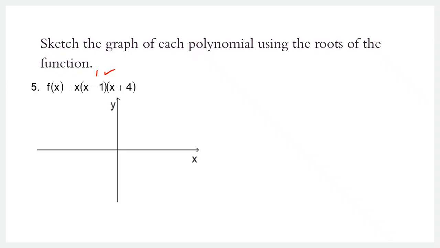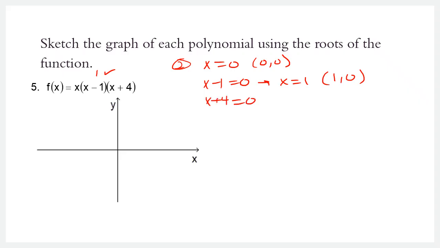Step 2 is we're going to take each factor and set it equal to 0. So we have x equals 0, which means that we have an x-intercept at 0, 0. We have x minus 1 equals 0, which means that we have x equals 1, and we have an x-intercept at 1, 0. We have x plus 4 equals 0, which means that we have x equals negative 4. And so our other x-intercept is going to be at negative 4, 0. Okay, so that's step 2.